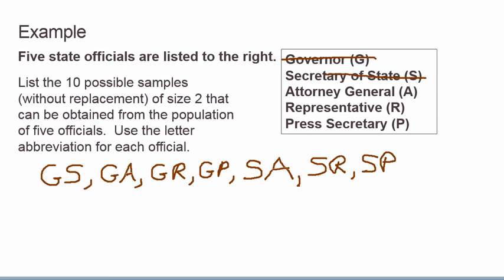Now that I'm done with Secretary of State, I'm going to move to the Attorney General, which I'm going to pair with the Representative. Then I'm going to pair the Attorney General with the Press Secretary. Now I want to pair the Representative with the Press Secretary. And counting, I have 10 options.